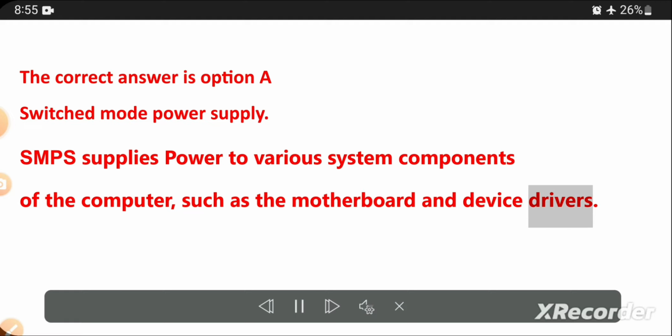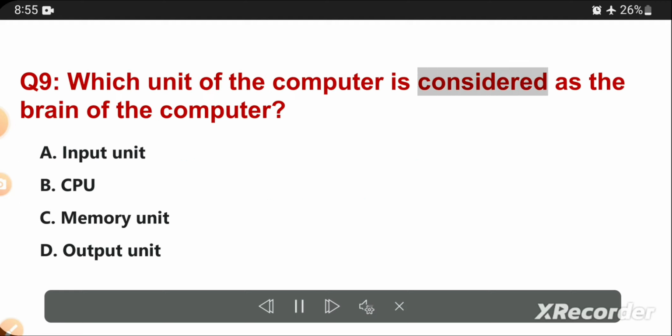drivers. Q9. Which unit of the computer is considered as the brain of the computer? Input unit, CPU, memory unit, output unit. The correct answer is option B. CPU is considered the brain of the computer.